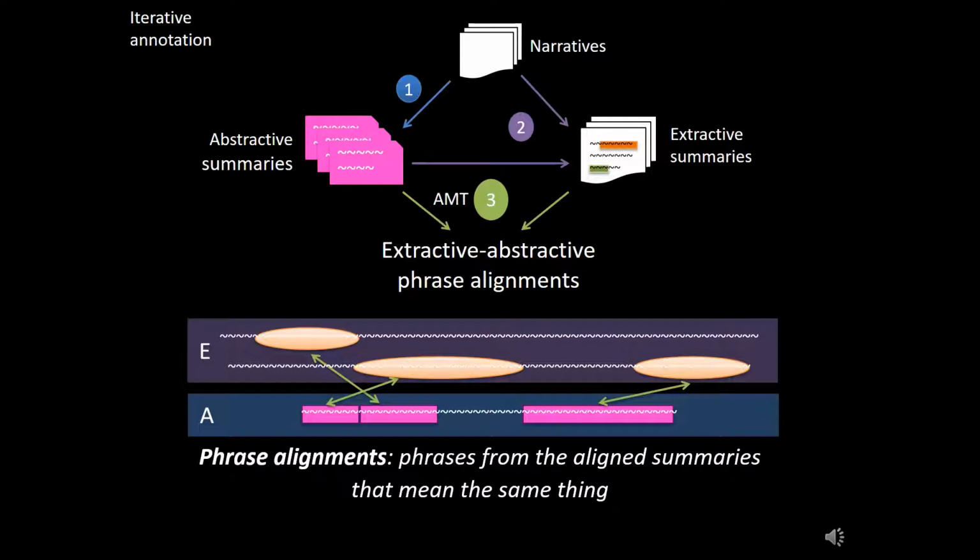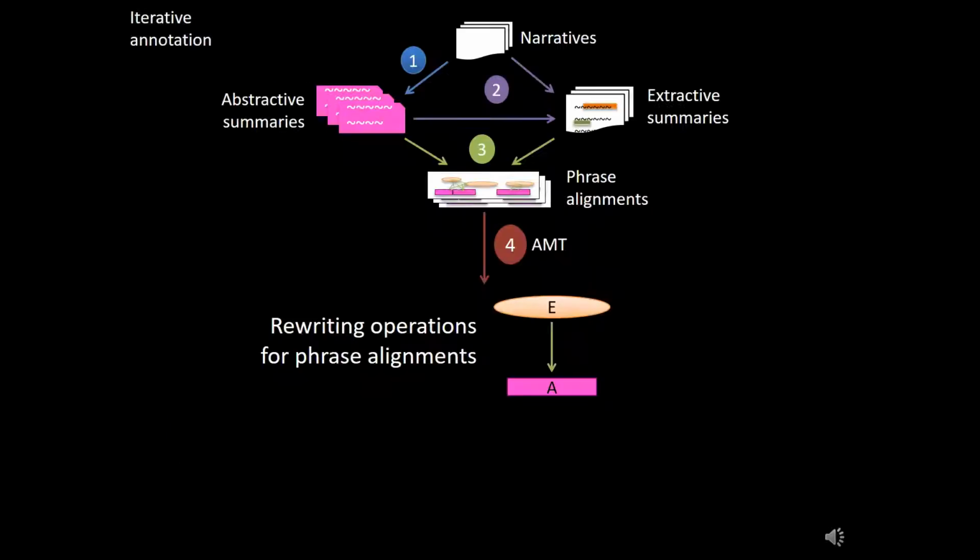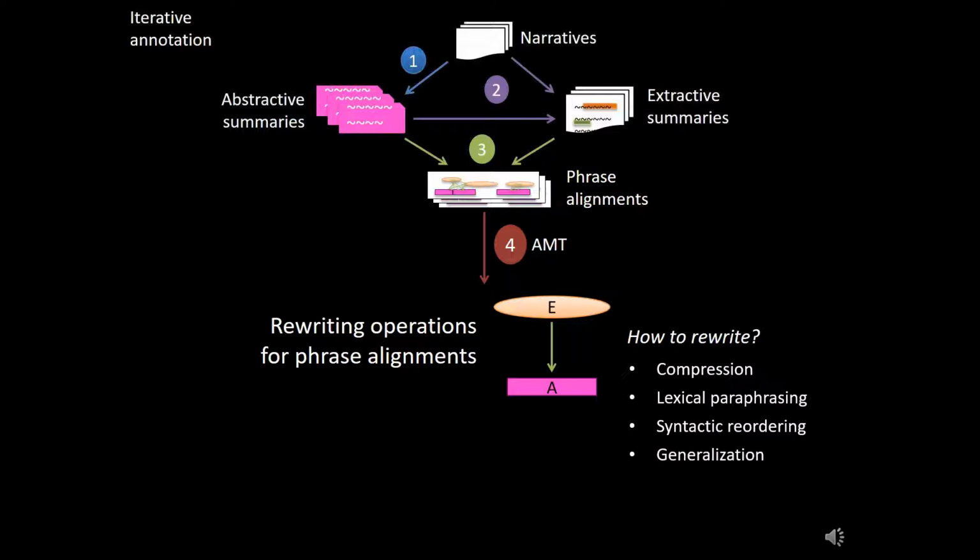AMT's tools for designing tasks proved to be too limiting for our complex task. So after several drafts, I decided to design and implement a custom interface, which I served externally and configured the backend to communicate with AMT. This integrated interface improved efficiency and accuracy on the task. In Stage 4, we used AMT to label which rewriting operations were used in the phrase alignments from Stage 3. We considered a number of rewriting operations: compression, paraphrasing, reordering, generalization, and specification. These rewriting annotations further distinguished our corpus, adding valuable phrase-to-phrase analyses on top of aligned parallel summaries.